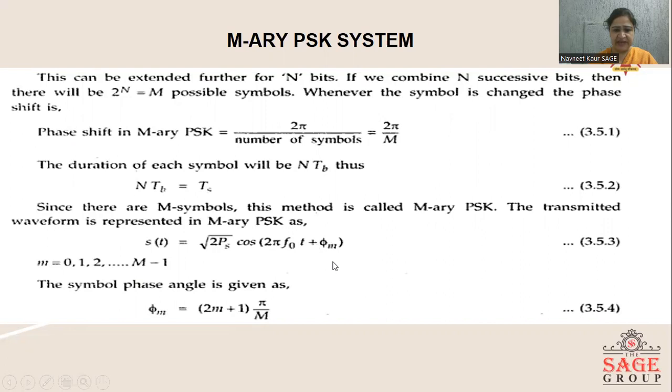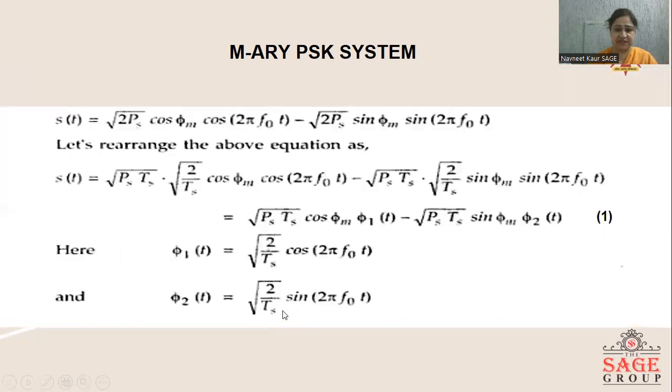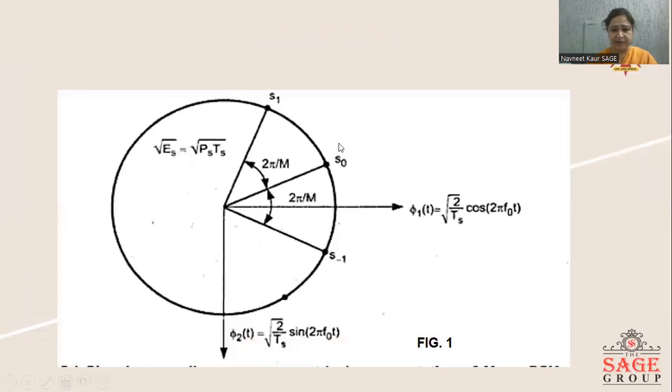Now, if I represent m is equal to 0, I'll get the term root 2 Ps cos(2 pi f naught t plus phi m), where m is equal to 0, which is represented as pi by m. That means with respect to the direction of cos, we have shifted clockwise by angle pi by m, which will represent the first symbol. So here we can see the first symbol, which has a phase shift of pi by m with respect to the direction of cos 2 pi f naught t.